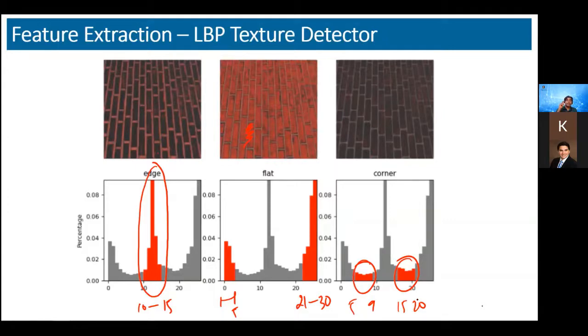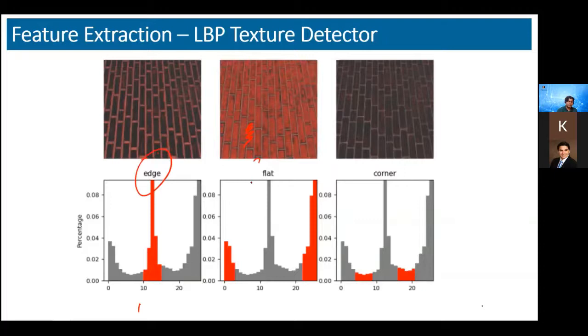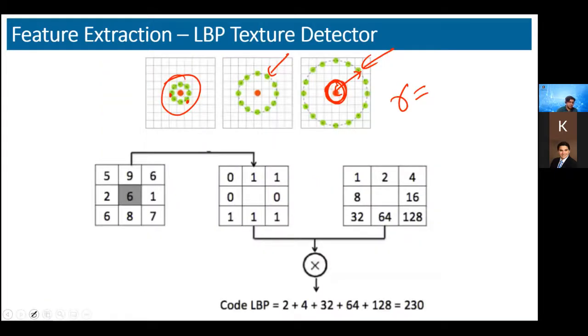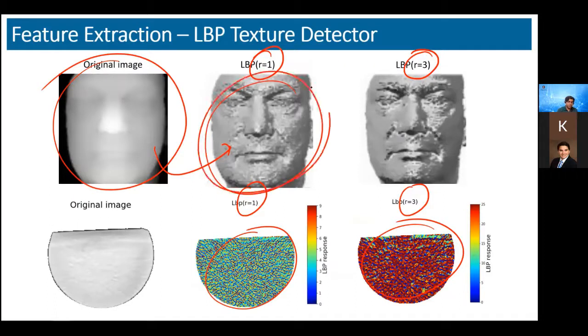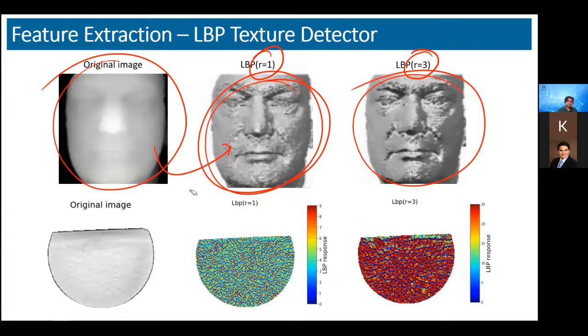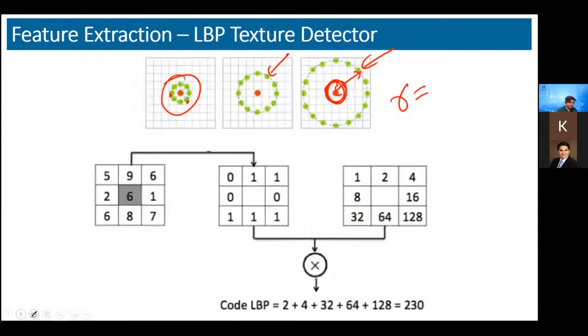So your texture can also act as an edge detector or a region detector or as a corner detector. So this is a demonstration of how LBP can be used for detecting edges, corners, and flat regions. But the main goal of LBP is to generate texture in an image when there is no texture. And you do that by comparing how this pixel is in comparison to its neighbor. Any questions on LBP?